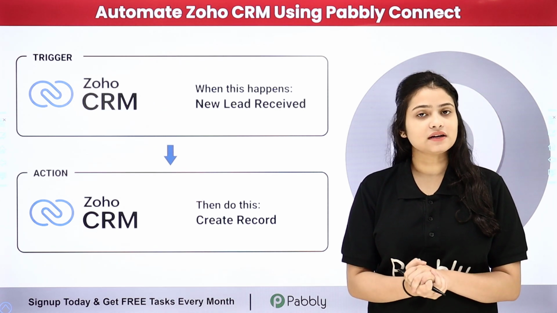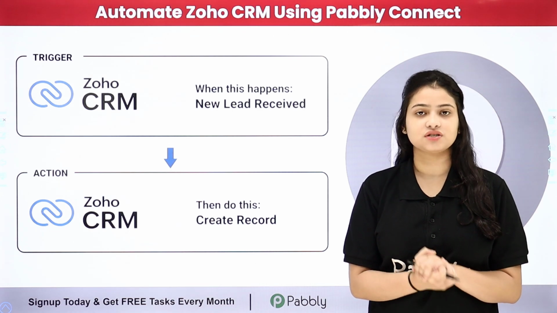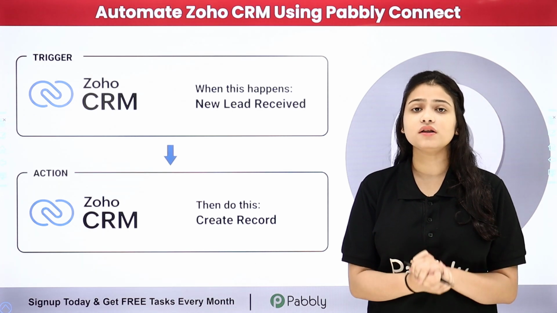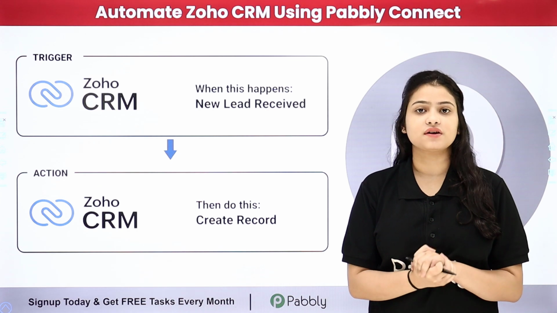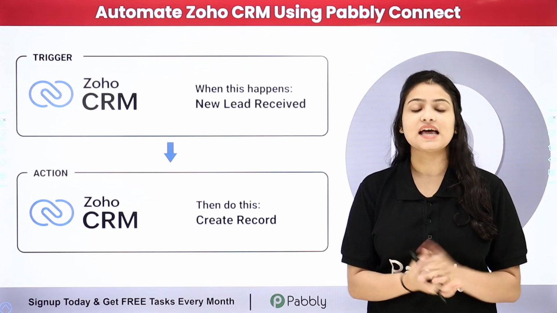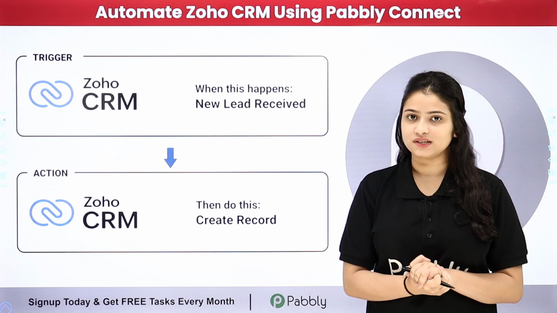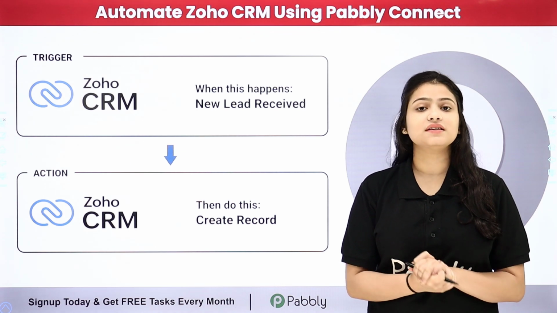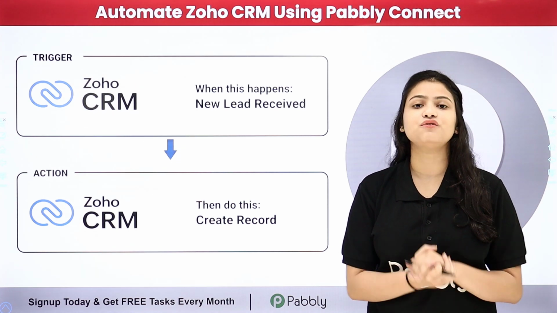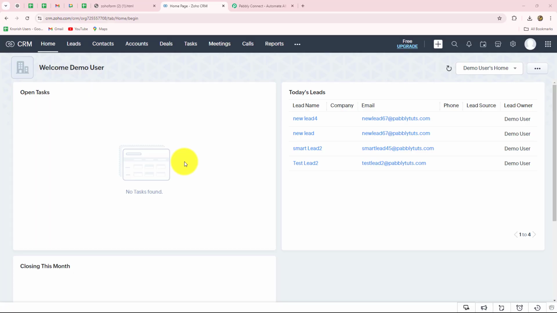So by setting up a simple connection between your Zoho CRM application and Pabbly Connect, you can automate all the repetitive tasks which are involved in your customer relationship management activities, and that too without the requirement of any coding and programming skills. So if you want to learn this amazing connection step by step, for that you have to come towards my screen. Welcome to my screen everyone.